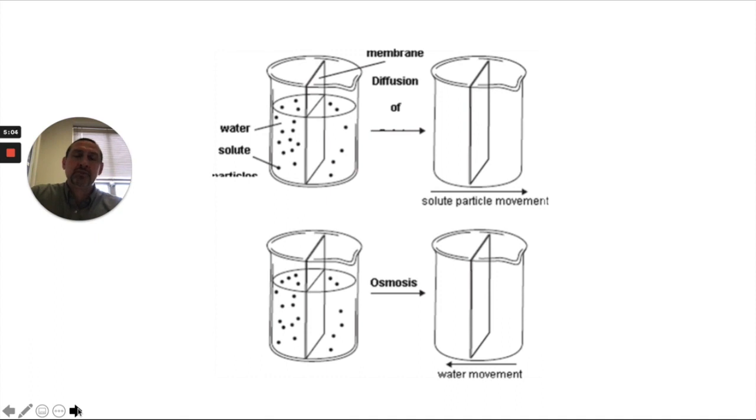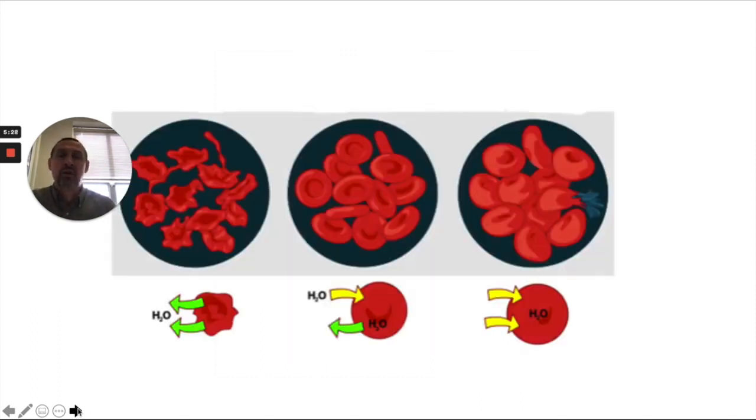Diffusion simply means the movement of particles from an area where there is a high concentration to an area where there's a low concentration. So it's an area where there's a lot to an area where there is a little. Osmosis is simply the diffusion of water. If a cell is in a solution where the water is diffusing into the cell, that is a hypotonic solution. That is, the solution has less solute than the cell. So water is going from an area where there is a lot to an area where there's a little.